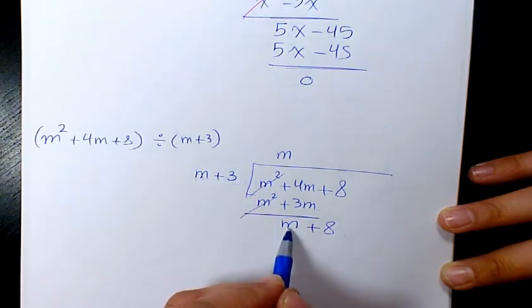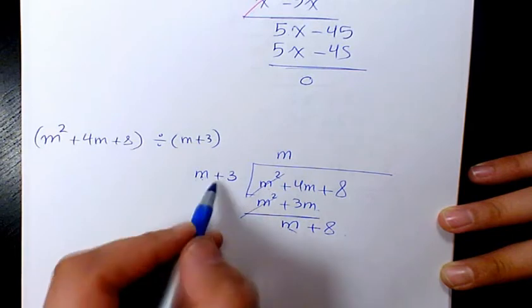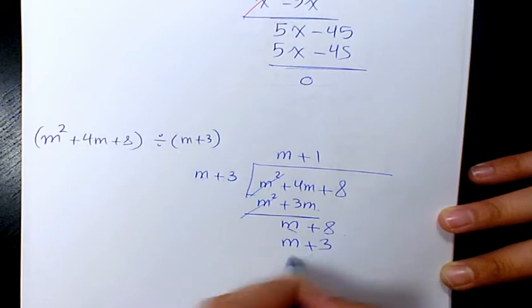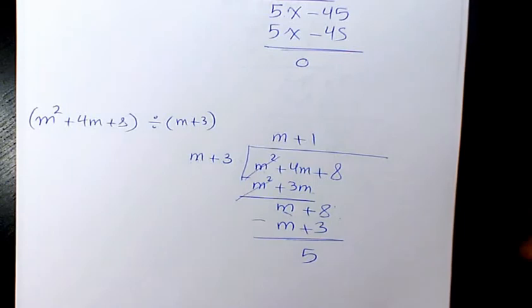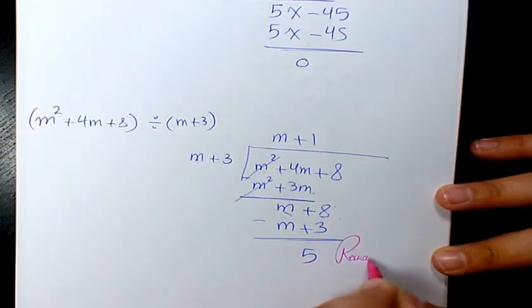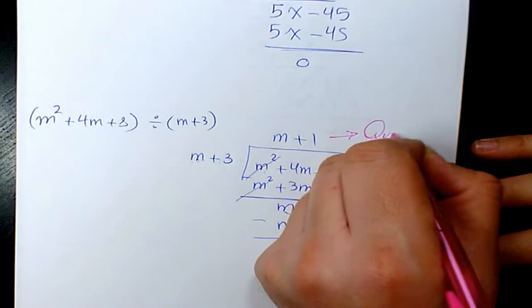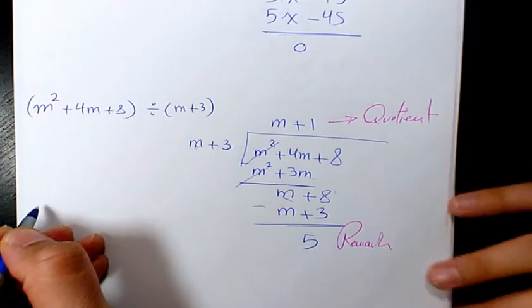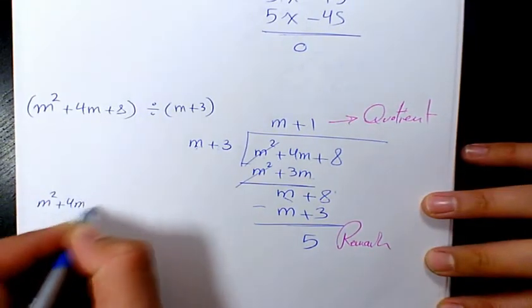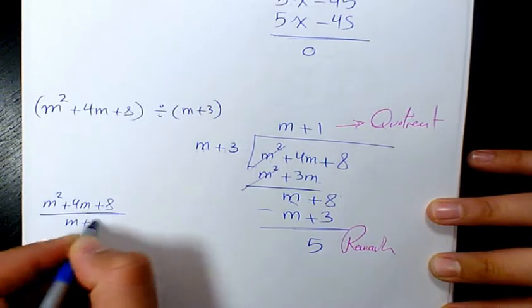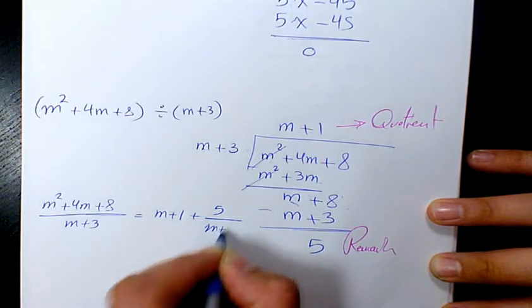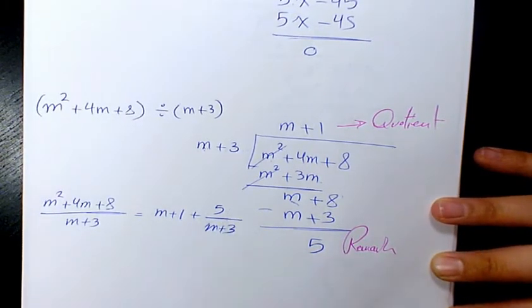The largest degree divided by the largest one. So m divided by m, plus 1. 1 times m, m. 1 times 3, 3. M minus m, 0. 8 minus 3 is going to be 5. So the remainder is 5. And the quotient is going to be m plus 1. So we can say m squared plus 4m plus 8 divided by m plus 3 equals m plus 1 plus 5 divided by m plus 3. Like the same as here, 5 is the remainder.